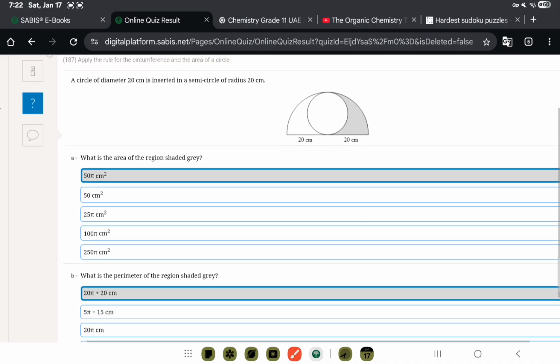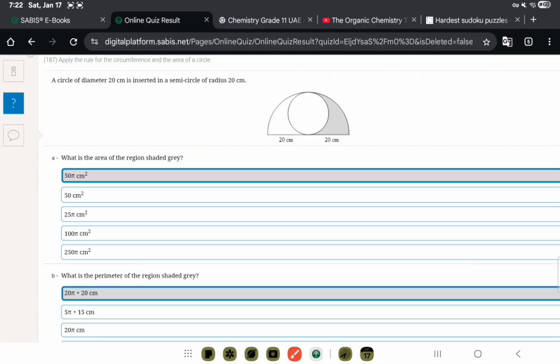First of all, we need to know the shape we have. Area, I'll start with the area. It's pi r squared. It's a semicircle, but it's also half, because of the shaded area, it's like this. It's 1/4.